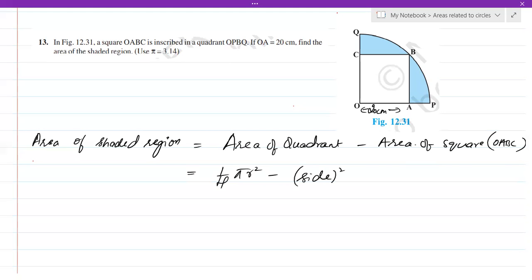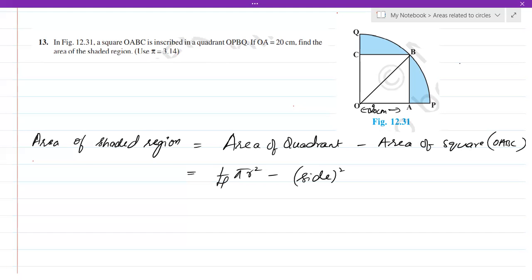Now they have given the radius of the circle. Radius of the circle, sorry, they have given the side of the square, which is 20 centimeter, but they have not given the radius. Now how do we find the radius? If you observe the figure properly, OB is actually the diagonal of the square, isn't it? Let me draw it properly. OB is actually the diagonal of the square, but OB is also the radius of the circle. Okay, what is radius? It is the line from the center to any point on the circle, right? So O is the center. So B is any point on the circumference. So if you join OB, that's actually radius. It is also the diagonal of the square.